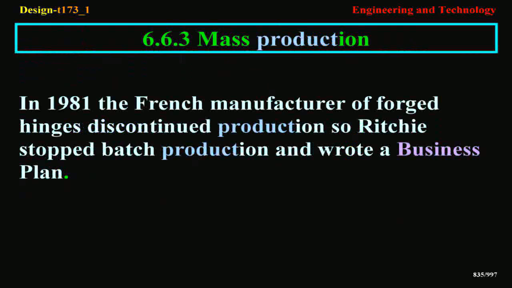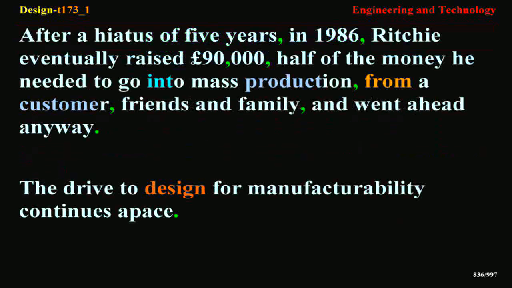Mass production. In 1981 the French manufacturer of forged hinges discontinued production, so Ritchie stopped batch production and wrote a business plan. After a hiatus of 5 years, in 1986, Ritchie eventually raised half of the money he needed to go into mass production from a customer, friends and family, and went ahead anyway. The drive to design for manufacturability continues apace.